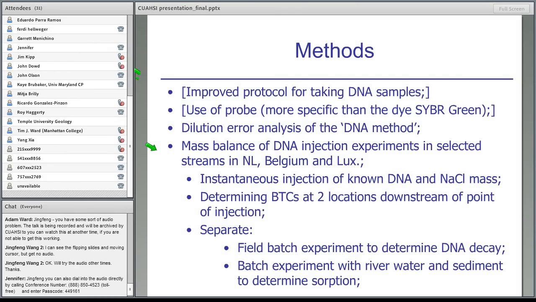Separate from these experiments, we did field batch experiments to determine decay, because you could lose DNA due to all kinds of reasons, and we had absolutely no idea what that could be, and whether decay was there or not. And we also carried out batch experiments with both river water and sediment to determine sorption of DNA to sediment.